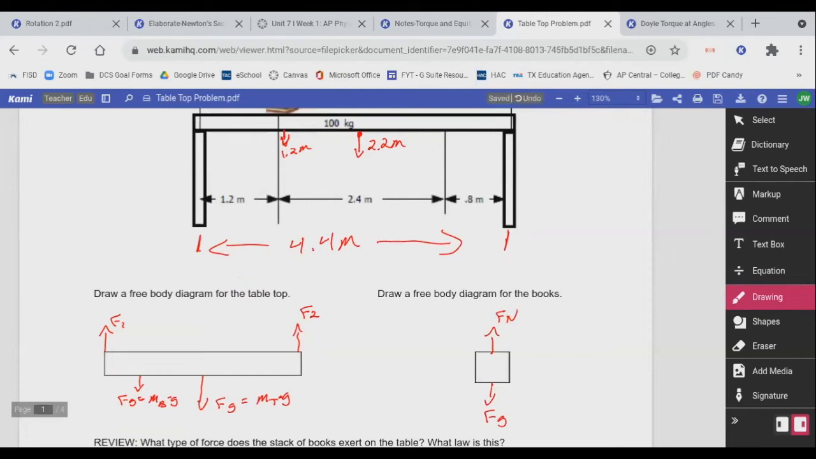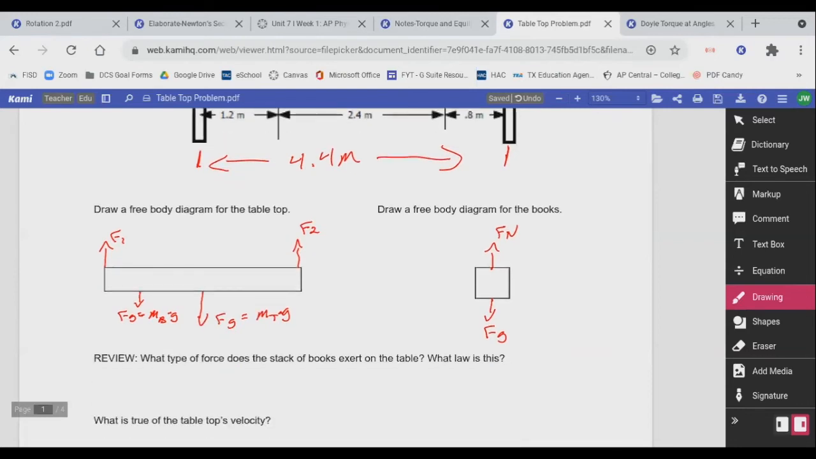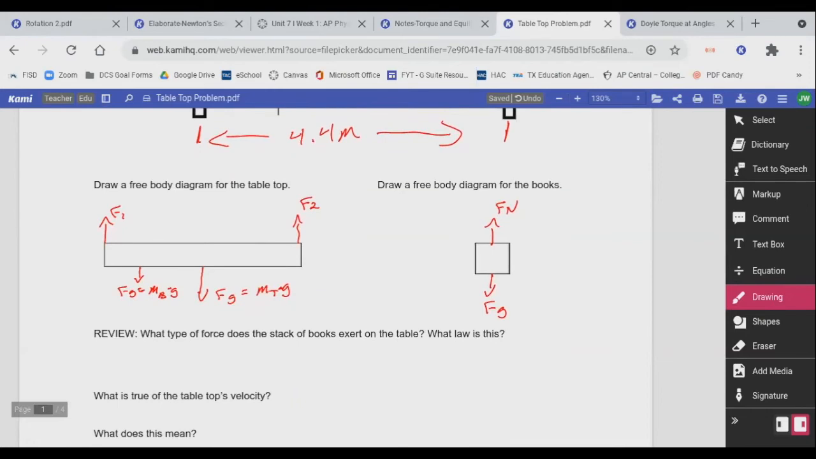We're kind of walking through the steps that were on the front of the first page there at the bottom, where it said, first draw a free body diagram. Next, do this, do this. Okay, looks like this page is going to walk us right through it. All right, review. What type of forces does the stack of books exert on the table? What type of force is that? Gravity. Gravity, yeah.